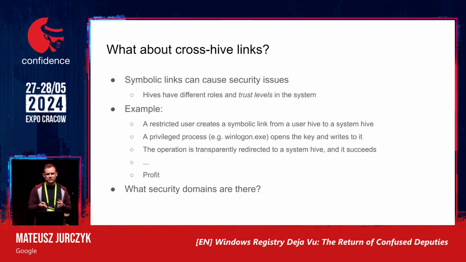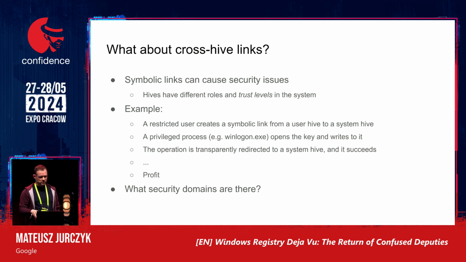So for example, if you imagine that you have a restricted user who creates a symbolic link in their own user Hive, and it links to a system Hive, and then you have a high privileged process such as winlogon who opens the key in HKCU and writes to it, then if such links are allowed, you basically end up in a situation where winlogon writes to a location that the normal user wouldn't normally be allowed to write to, and you get some sort of privilege escalation.